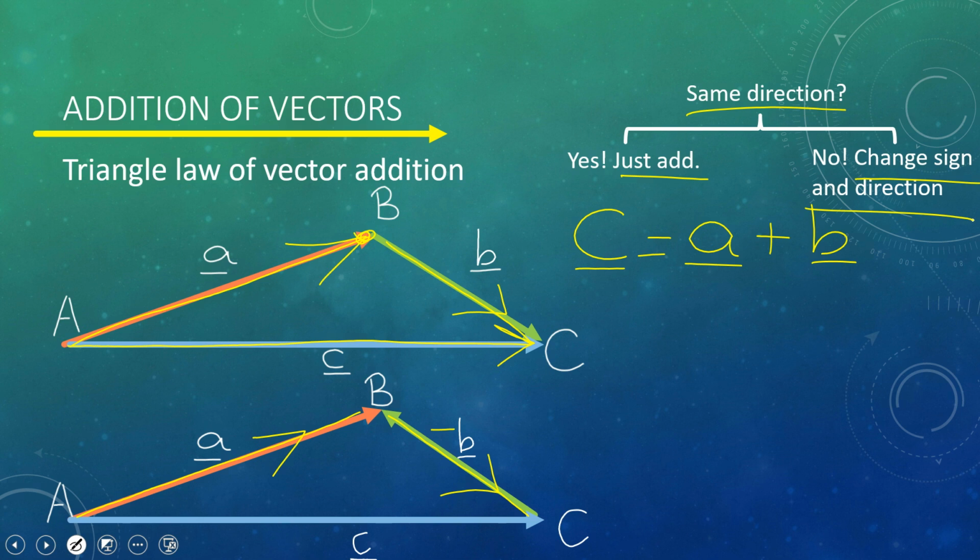So for this example, if you want to get C, that would be A, because it is in the same direction as required, but you have minus B, unlike before.